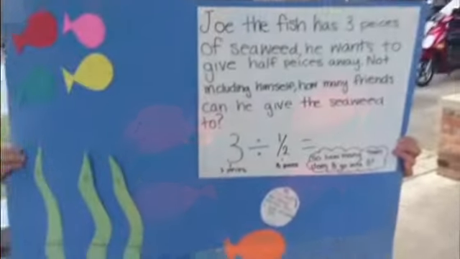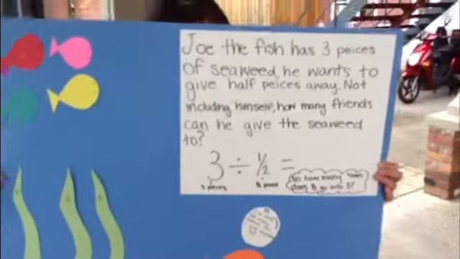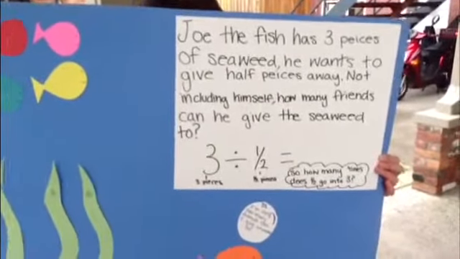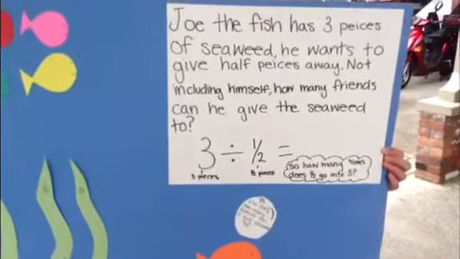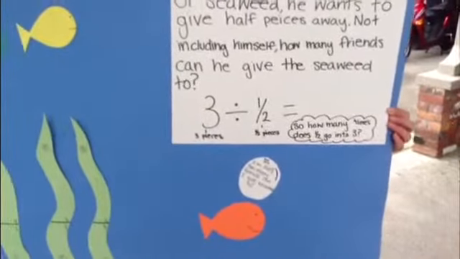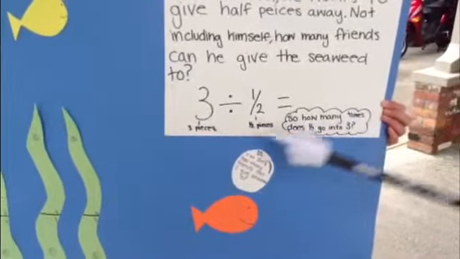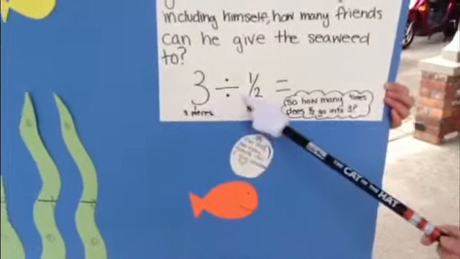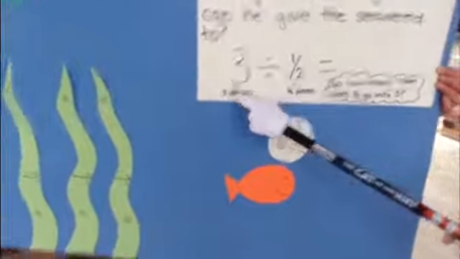Dividing a whole number by a fraction. Joe the fish has 3 pieces of seaweed. He wants to give half pieces away. Not including himself, how many friends can he give the seaweed to? So, how many times does 1/2 go into 3?